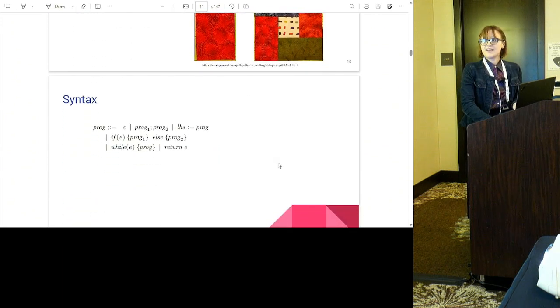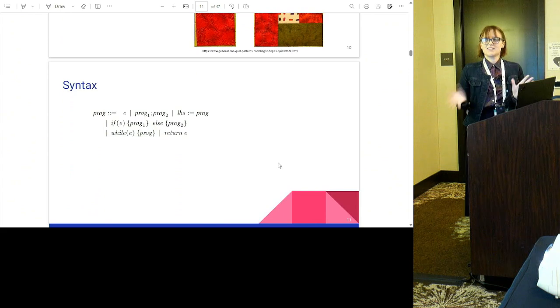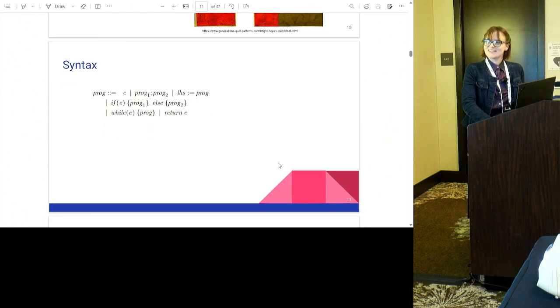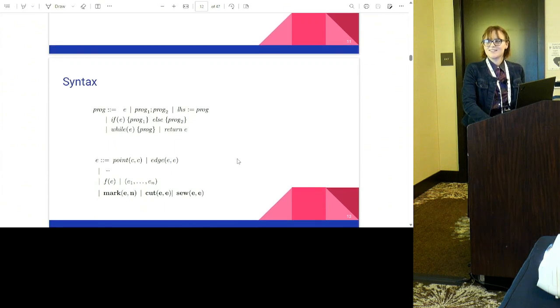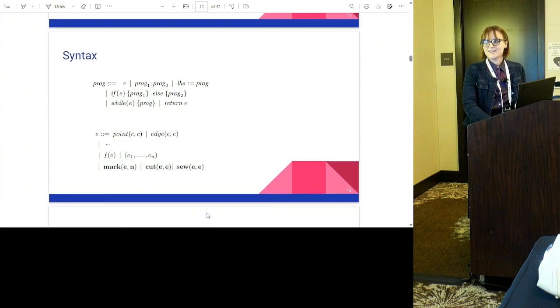So our basic syntax, we're not going to talk about this too much because it's really just all the things that you would like in a programming language, you know, the usual suspects. But we are going to talk about our interesting ones, which are our sewing operations: marking, cutting, and sewing.